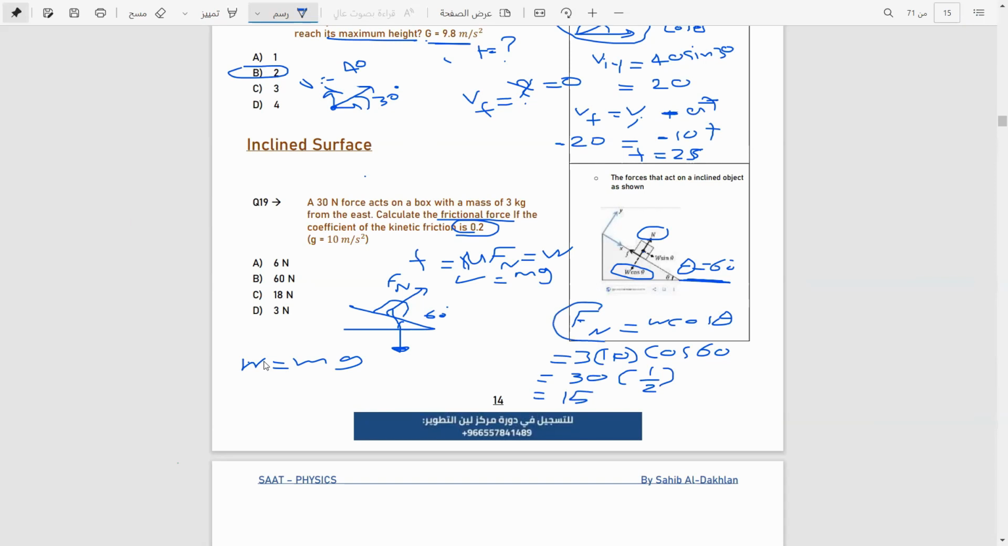Now we get Fn only. Now we want to find, again, F equals 0.2, which is the coefficient, times 15. So how much will this equal? Hi guys, which is the answer now? It will be 3. Yes, D. So this is the question.